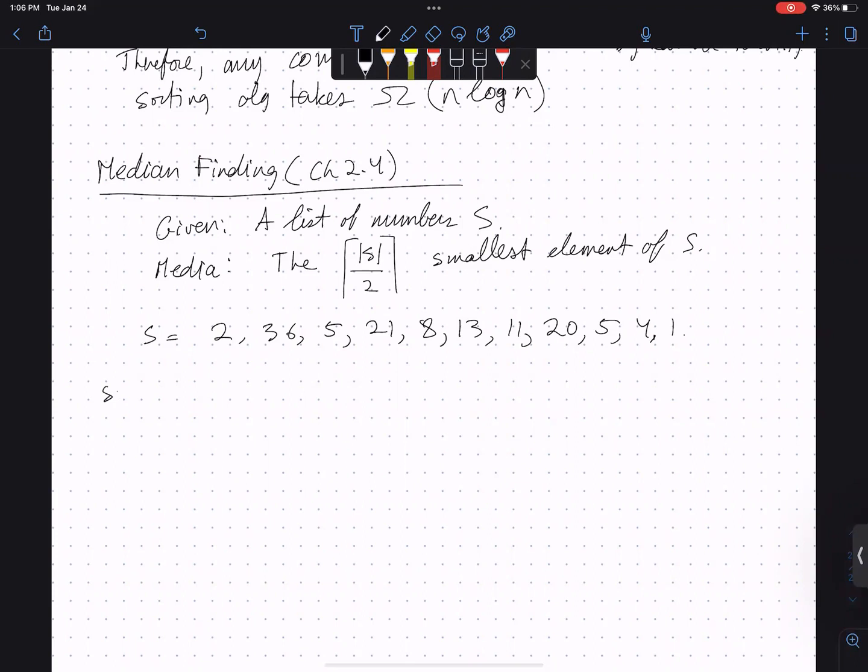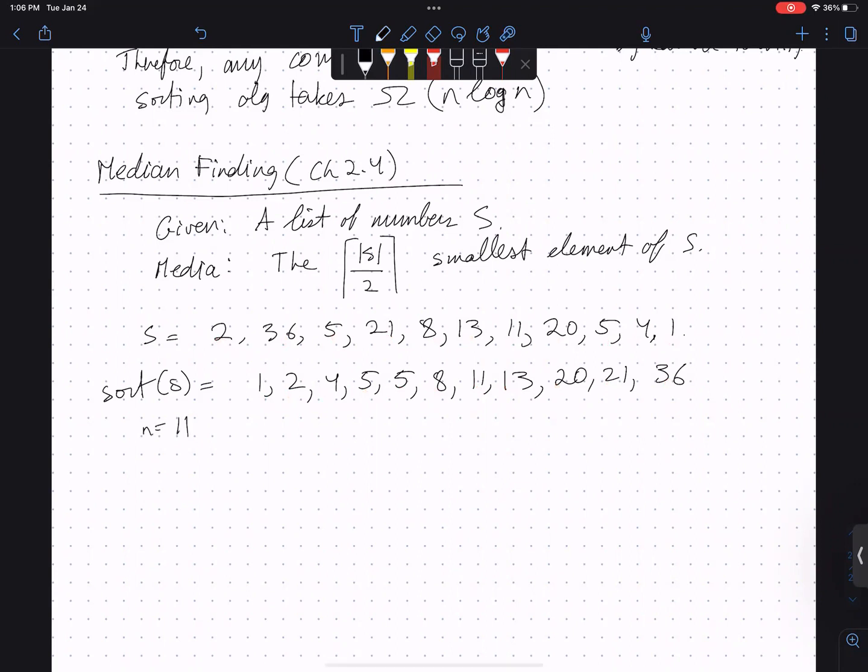If I sort S, that's one easy way to solve this problem. So if I sort S, I get 1, 2, 4, 5. I have 2 5s. What's next? 8, 11, 13, 20, 21, 36. Did I forget anything? 1, 2, 3, 4, 5, 6, 7, 8, 9, 10, 11. I didn't. Okay, so there are 11 elements here.